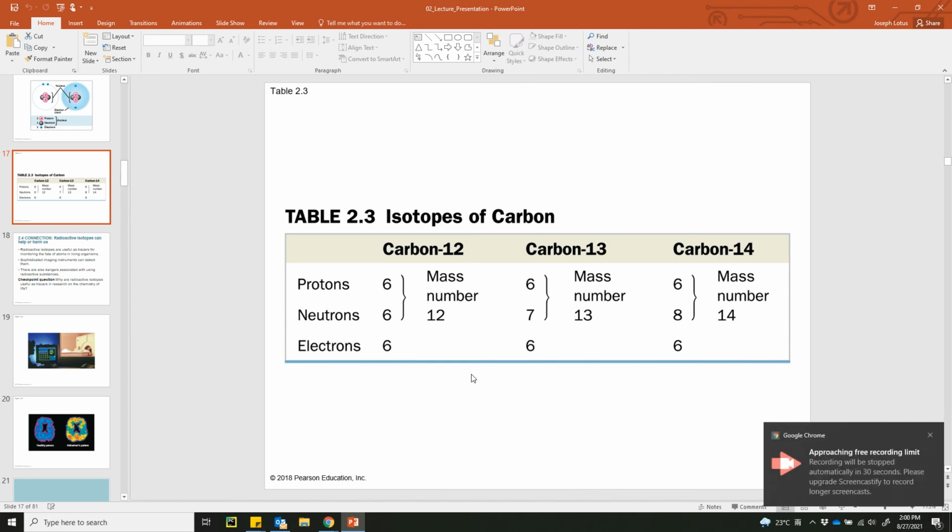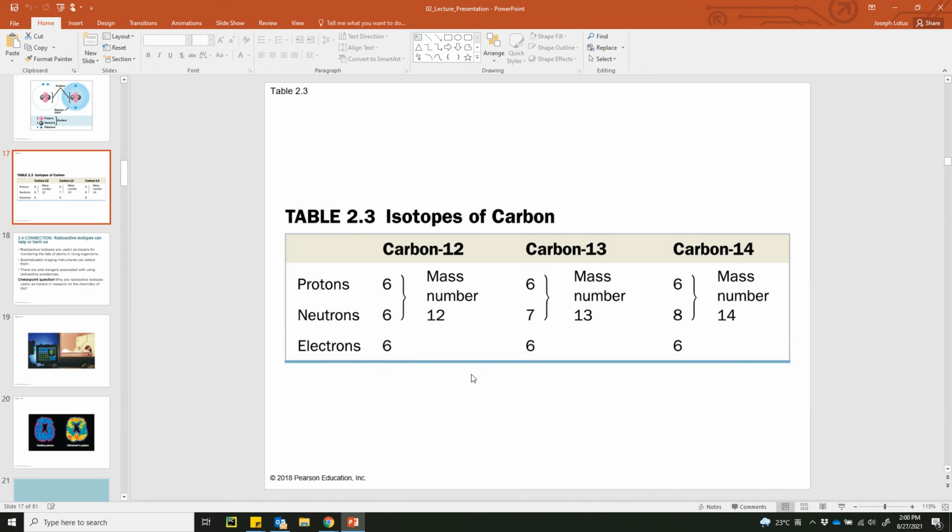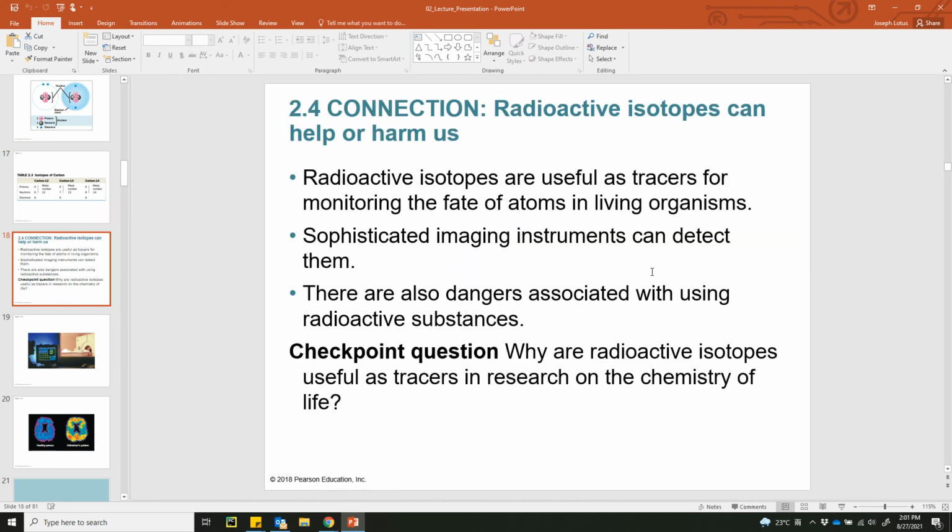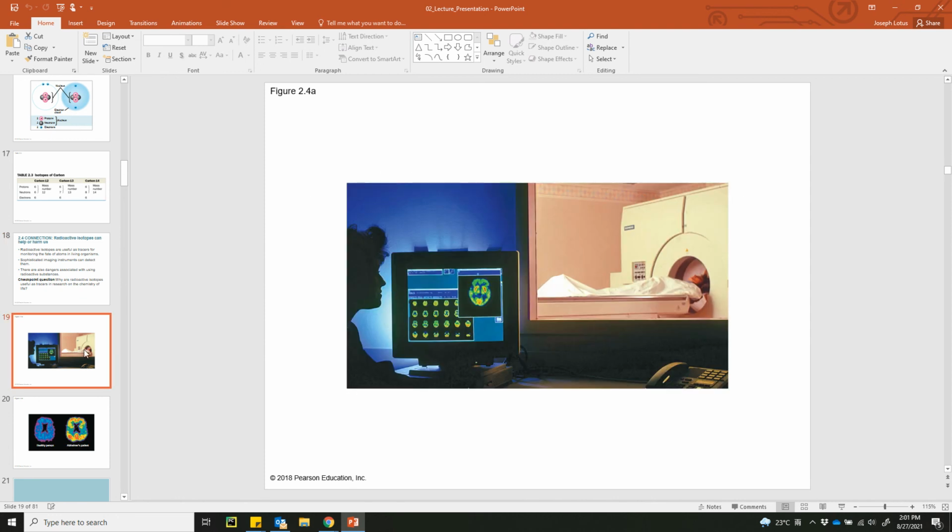If you're really curious about this, you could find out which type of carbon is most commonly found on our planet. And some isotopes can even be dangerous for us, but we also use isotopes to do different types of medical imaging. So you can see in this picture, we're using radioactive isotopes. That's cool.